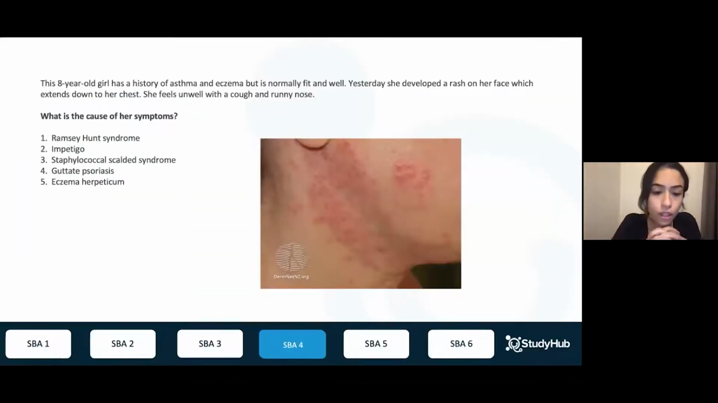Fine. So SBA 4. This 8-year-old girl has a history of asthma and eczema, but is normally fit and well. Yesterday, she developed a rash on her face, which extends down to her chest. She feels unwell with a cough and runny nose. What is the cause of her symptoms? 1, Ramsay-Hunt syndrome. 2, impetigo. 3, staphylococcal scalded skin syndrome. 4, guttate psoriasis. Or 5, eczema herpeticum.